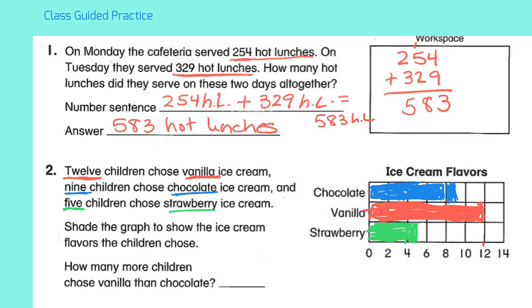All right, now it says how many more children chose vanilla than chocolate? How many more chose vanilla than chocolate? Let's see. I might draw a line right here. And we can see that 1 square equals 2, and then half of another one equals 1, so that we know that 3 more children chose vanilla than chocolate.